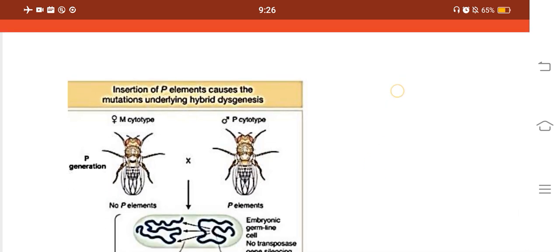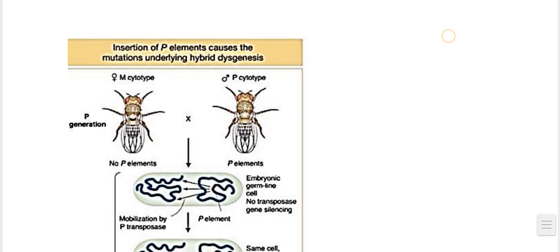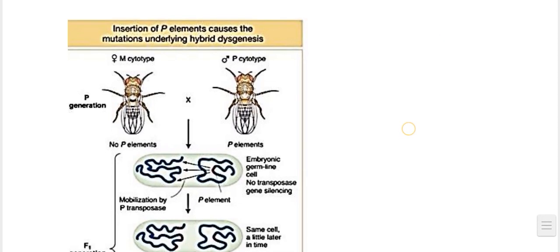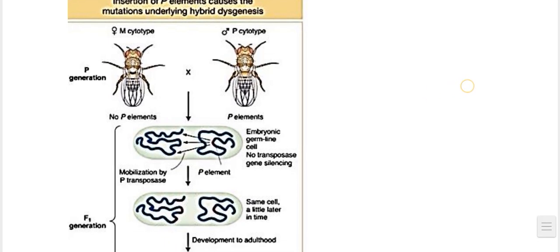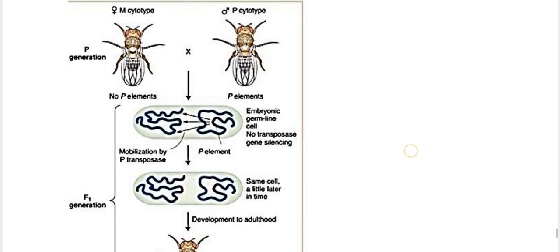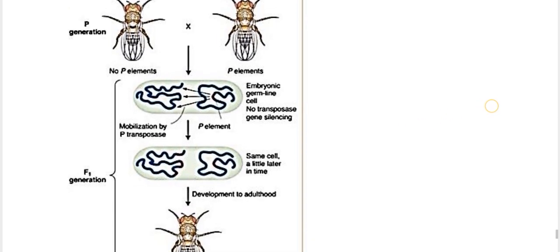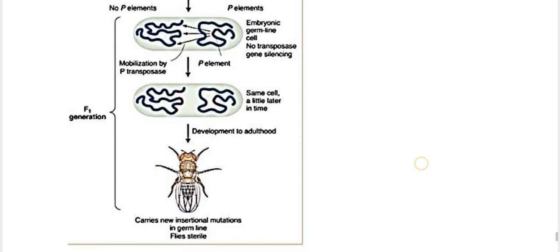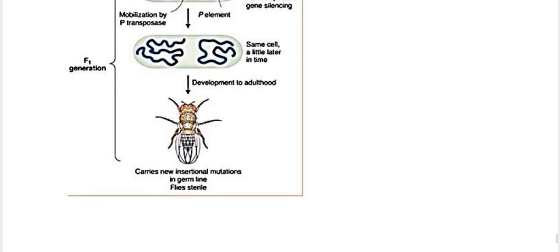So, insertion of P elements causes the mutations underlying hybrid dysgenesis. M cytotype, P cytotype, P generation with no P element in the embryonic germ-line cell, no transposase gene silencing, mobilization by P transposase. The same cell a little later in time, development to adulthood, carries new insertions or mutations in the germline, flies sterile, F1 generation.